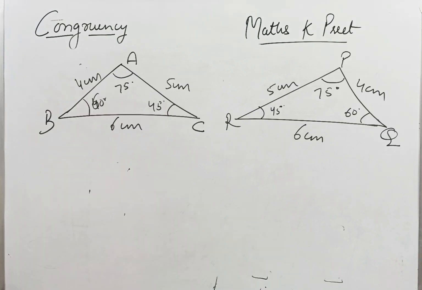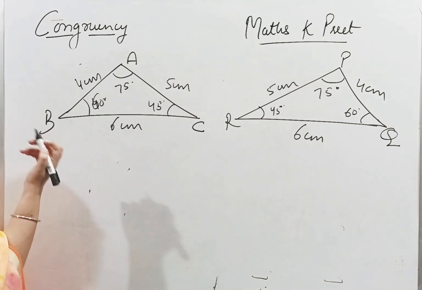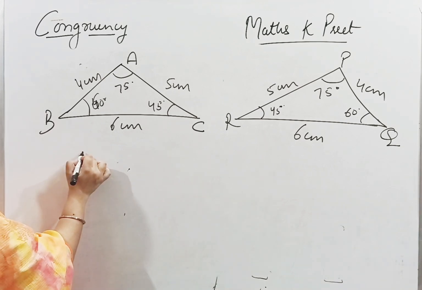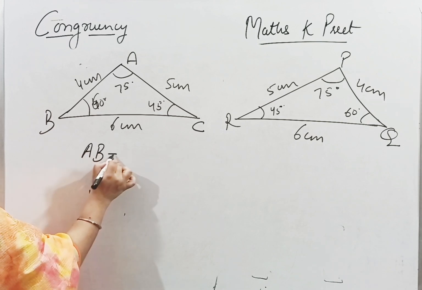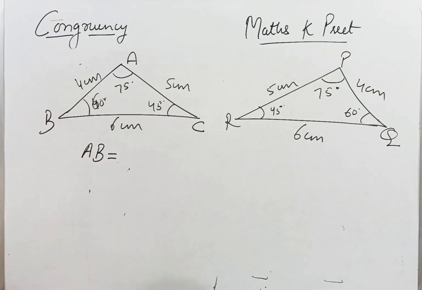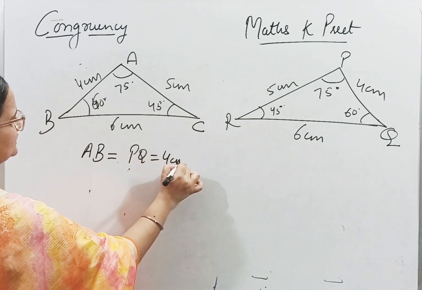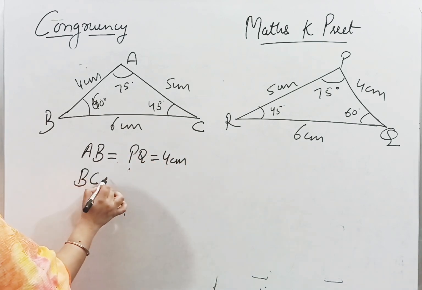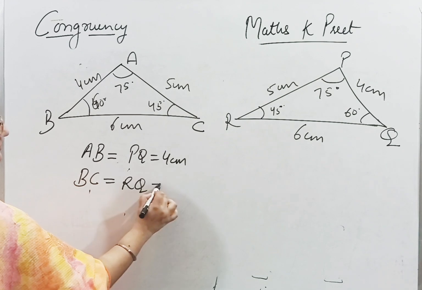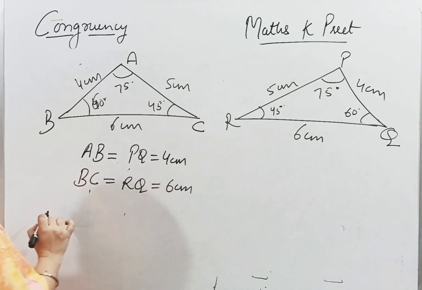Let's try to understand the concept of correspondence of vertices and how to write the congruency of triangles with this example. So here I am taking two triangles ABC and PQR. Let's see how a student will work on it. At a glance, he or she will write it like AB is equal to PQ, both are 4 centimeter. Then we'll take BC is equal to RQ, which is equal to 6 centimeter.